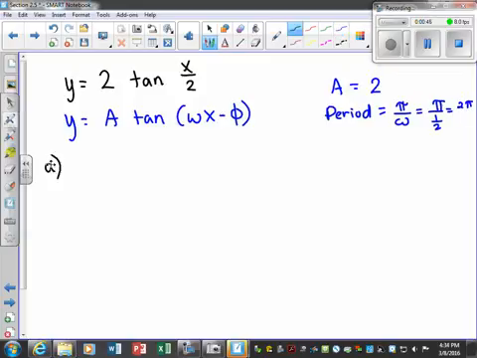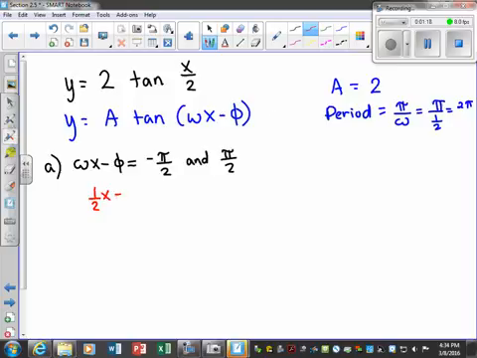So we take our omega x minus phi and set that equal to, because tangent is undefined, negative pi halves and pi halves. So we're going to separate and do it 2 times. For the first case, our omega is just 1/2. Phi is just a 0 out here. So we're going to have omega x equal to negative pi halves, and omega x equal to pi halves. This is to find my 2 asymptotes.